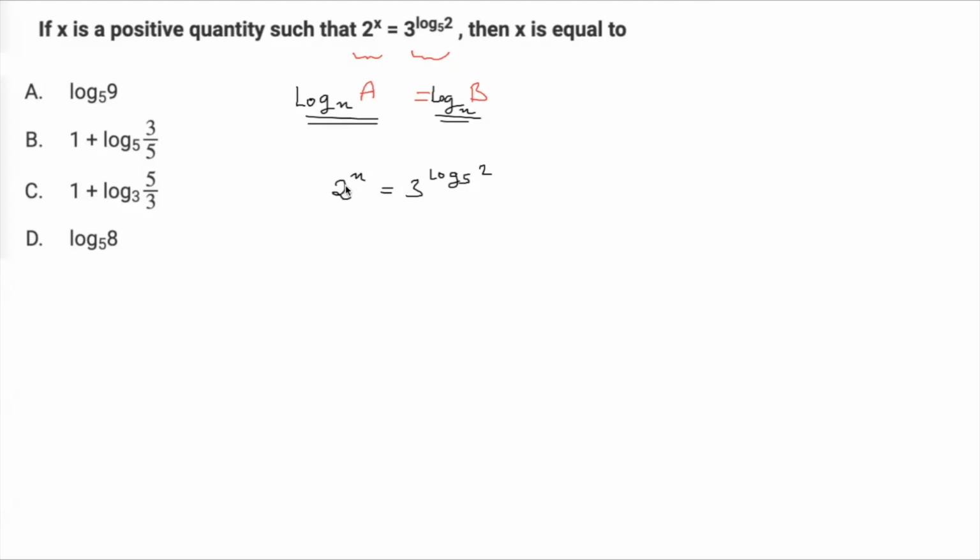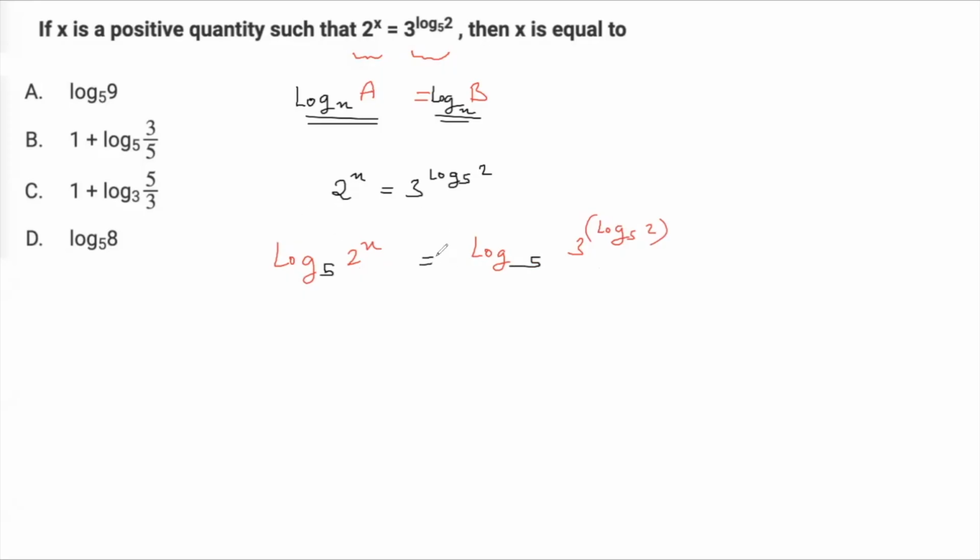The first term on the left hand side will become log of 2 raised to x, and on the right hand side you will have log of 3 raised to log 2 to the base 5. Now we can select any base for the log here. I'm selecting the base 5. You will get to know very soon why I'm doing this.